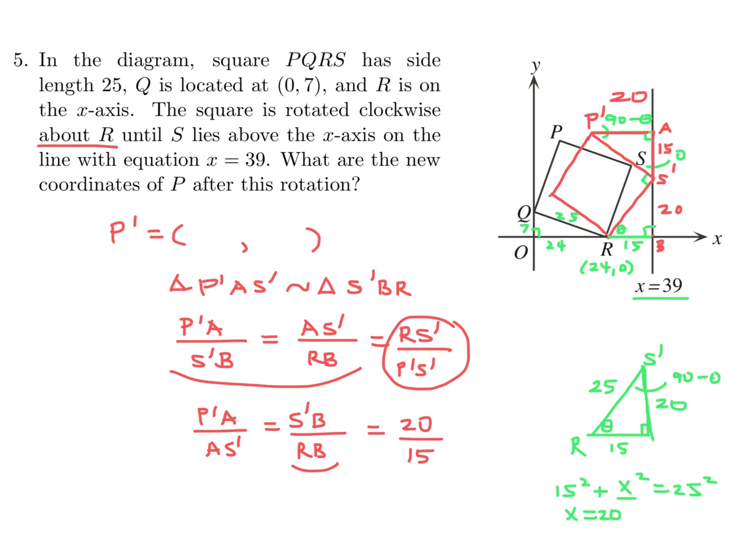So then we can figure out P prime. The x coordinate would be 20 before this 39, so it would be 19. And then the y coordinate would be this 20 plus this 15, since you're going up. So that'd be 35. So (19, 35), and there you go. With a little bit of playing around, you're able to get it through similar triangles.